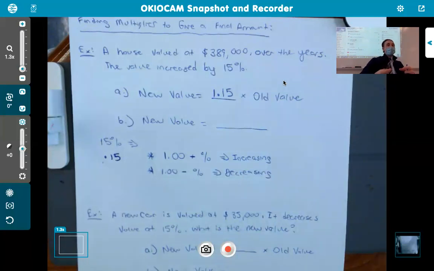Because it stays at the value it's at, that's where the 1 comes in, and then it increases an additional 15%. Whereas if it decreases in value, it stays where it's at and then just loses whatever that percentage was. And we're going to see in the next example what that means.